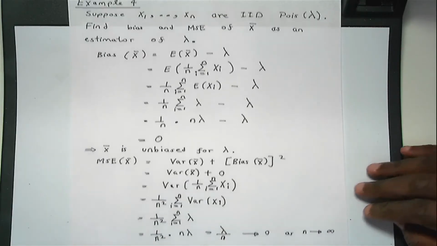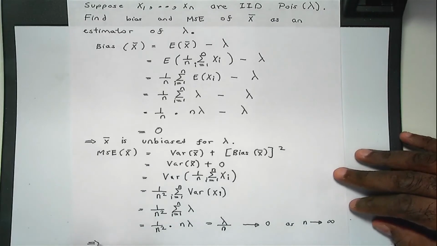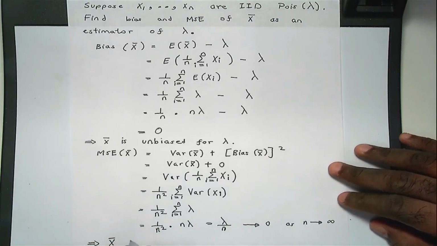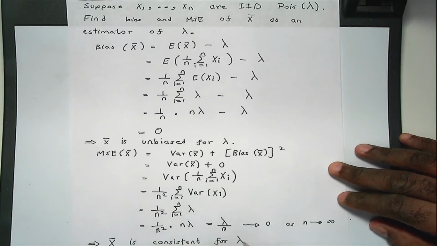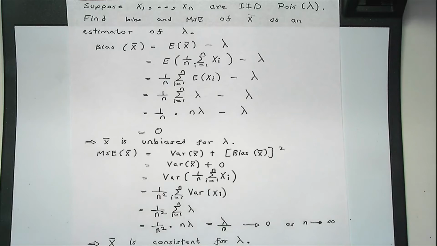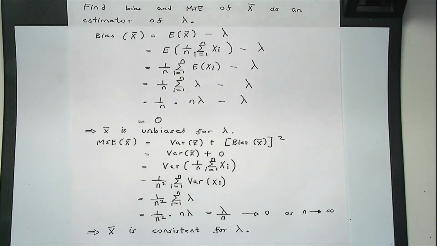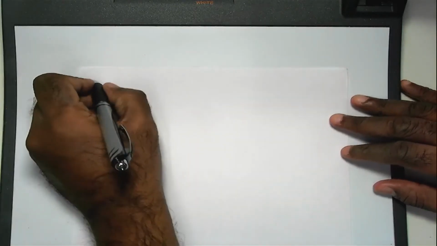Alright, so this implies that x bar is consistent for lambda. Right, so this completes example 4. Yeah, and the next example I'm going to look at is slightly different. This is example 5.